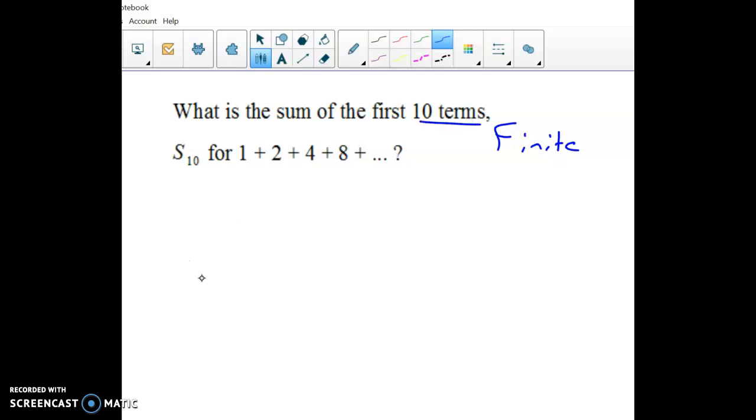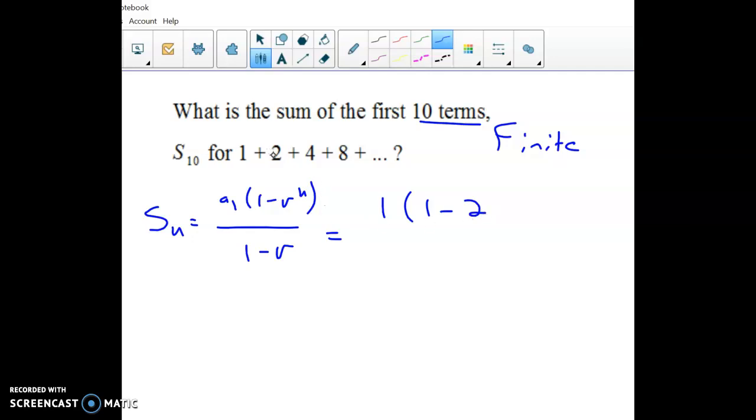So pause the video and see if you can figure this out. All right, so I would go to my formula sheet first. For finite geometric, the sum of n terms is a1 times 1 minus r to the n, all over 1 minus r. So a1 for us is 1. r is 2 because we're multiplying by 2 each time. And n is the number of terms, and we have 10 terms. So it's going to be 2 to the 10th. And then 1 minus r would be 1 minus 2.